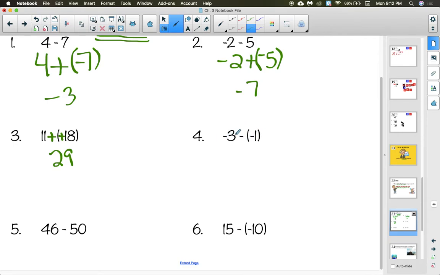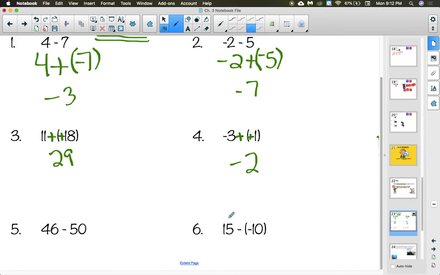Here's where I said minus. That's where I add a line, change the sign. Minus becomes a plus. Negative 1 becomes a positive 1. And now this problem is negative 3 plus 1. More negatives than positives, so I get a negative answer. Negatives here, positives here, so I'm making 0 pairs, and that tells me to subtract. 3 minus 1 is 2.